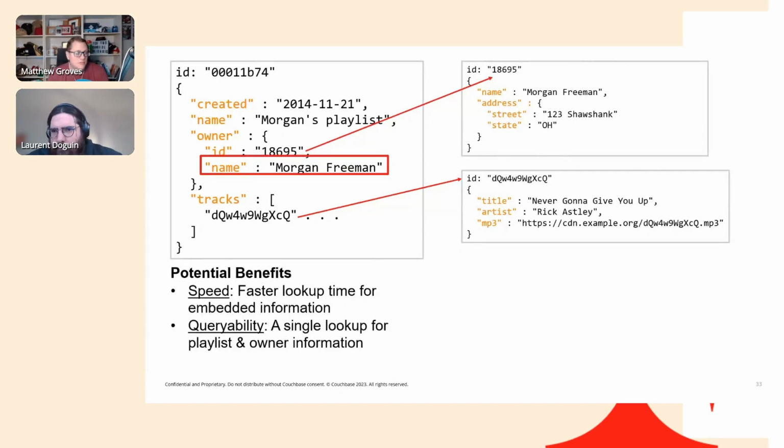Potential drawbacks, though, some of you might have guessed these already, is that it's an increased document size. Now, it's just one string here, so it's not that bad, but if I keep doing this more and more, it's going to make my playlist document bigger and bigger.